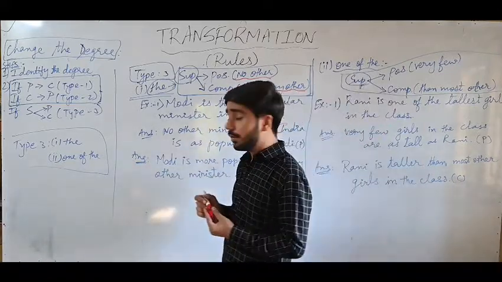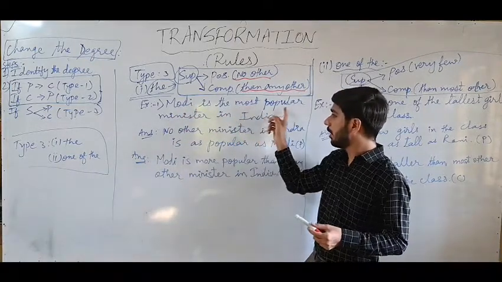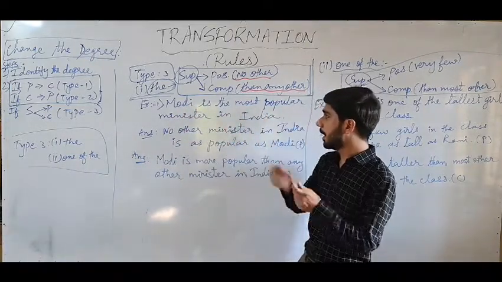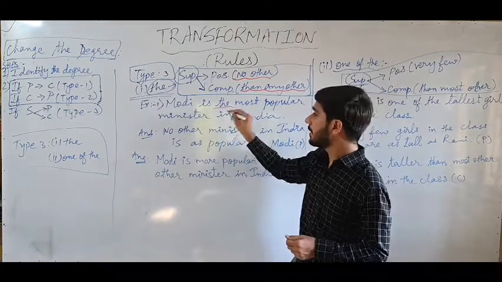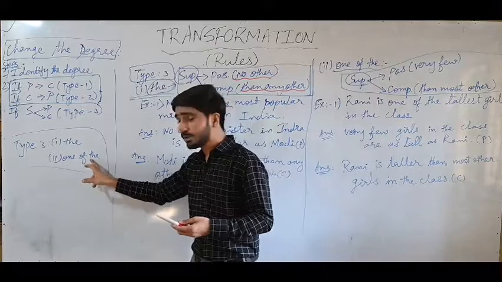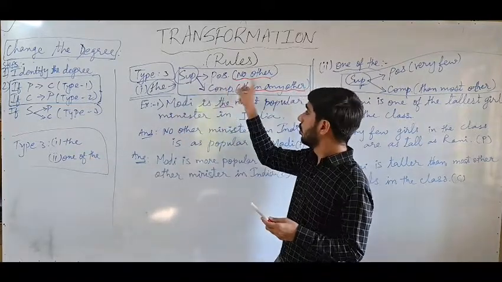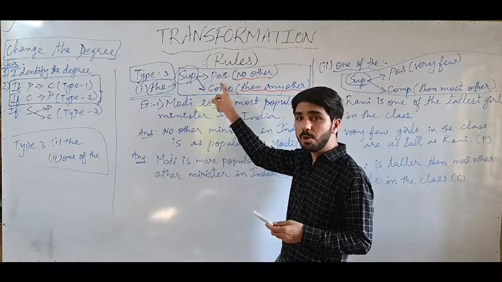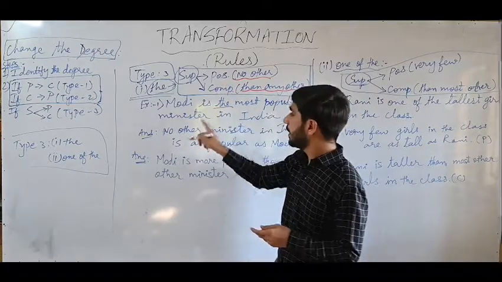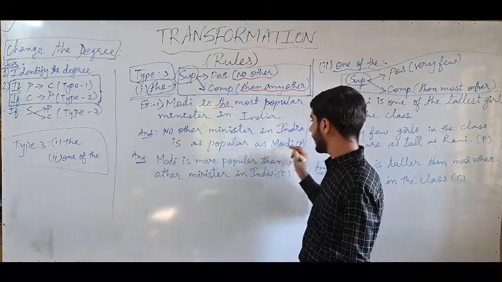First of all, let us look at the sentence. Modi is the most popular minister in India. Now, as you can see, it is given "the most popular". So "one of the" is not given, means it is the first type. Now we have to use "no other". First, let us change it to positive. See, let us begin with "no other". No other minister in India is as popular as Modi.